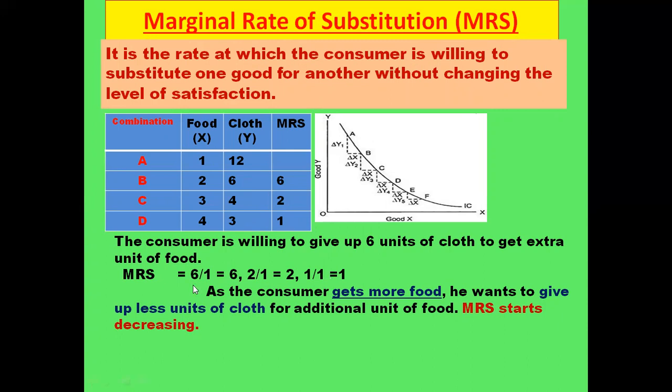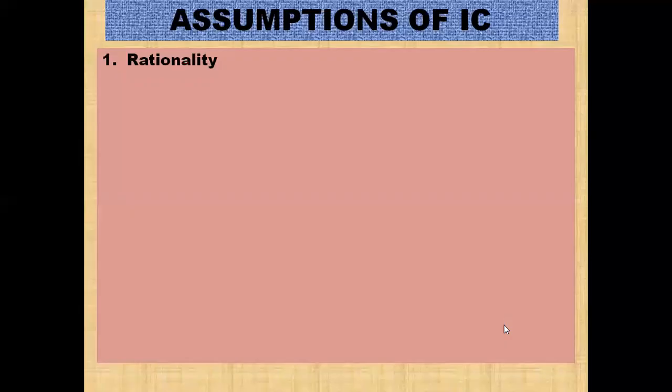That is, MRS xy is initially 6, then 2, then 1. So it is decreasing. As the consumer gets more food, he wants to give up fewer units of cloth for an additional unit of food. That is, initially he was sacrificing 6 units of cloth, then 2 units of cloth, then 1. So MRS starts decreasing. And we can say the slope of indifference curve is marginal rate of substitution. We measure del y by del x as marginal rate of substitution. So slope of indifference curve is MRS.